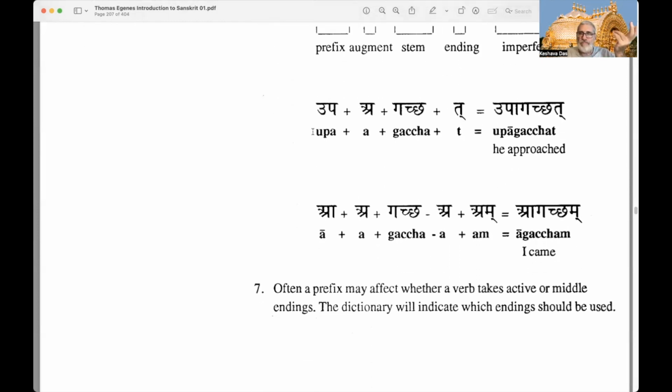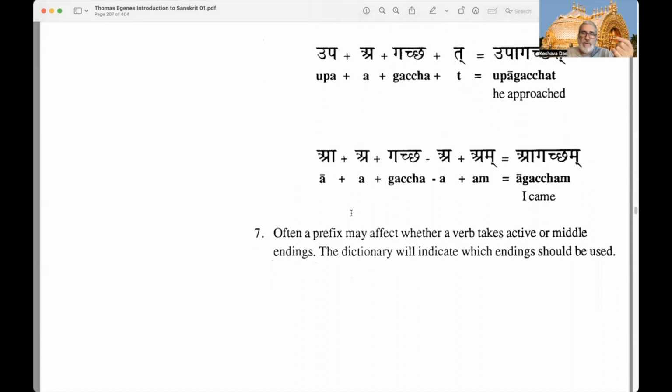Upagach means to approach. If we want to say in the past, he approached, we have to say upa, plus the past tense augment a, plus gacha. So upa agachat. Now, upa ends in an a, so the augment is short a. Two short a's together make a long a, followed by gacha, followed by t, put it all together, and we get upagachat.